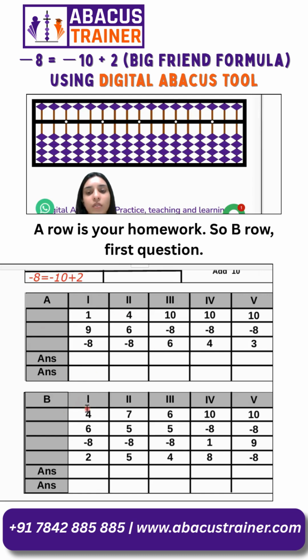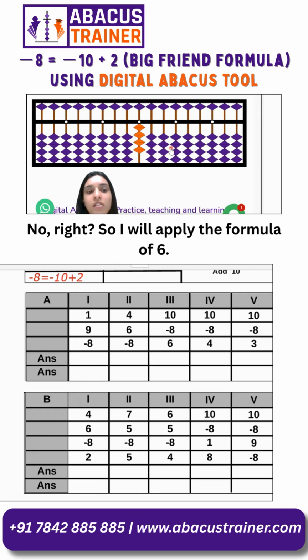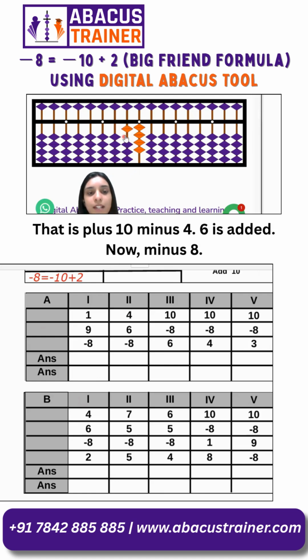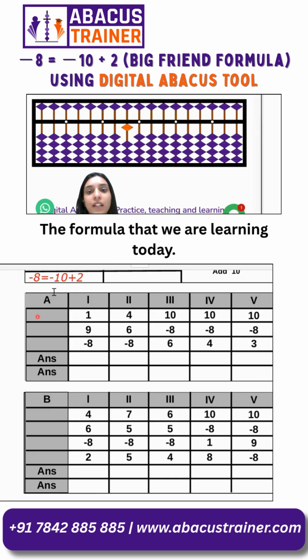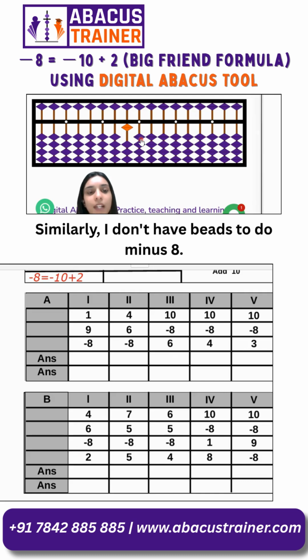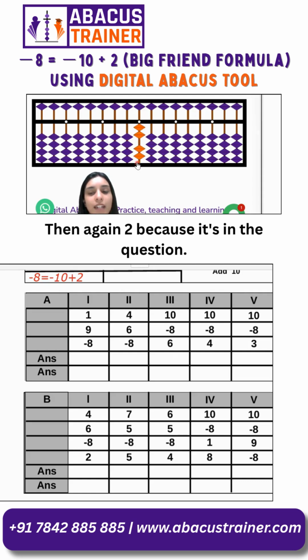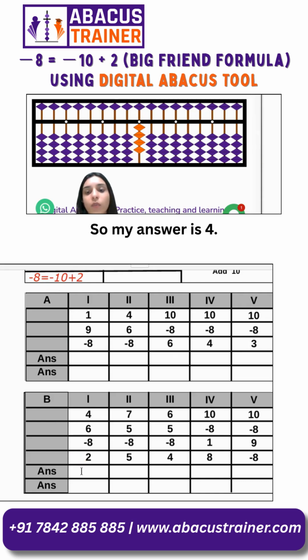So B row, first question. Add 4, now add 6. Do I have enough beads to do 6? No, right? So I will apply the formula of 6, that is plus 10 minus 4. 6 is added. Now, minus 8, the formula that we are learning today. Do I see any beads to do minus 8? Like I didn't have beads to do 6, similarly, I don't have beads to do minus 8. So, the formula of minus 8 is minus 10 plus 2. Then again 2 because it's in the question. So, my answer is 4.